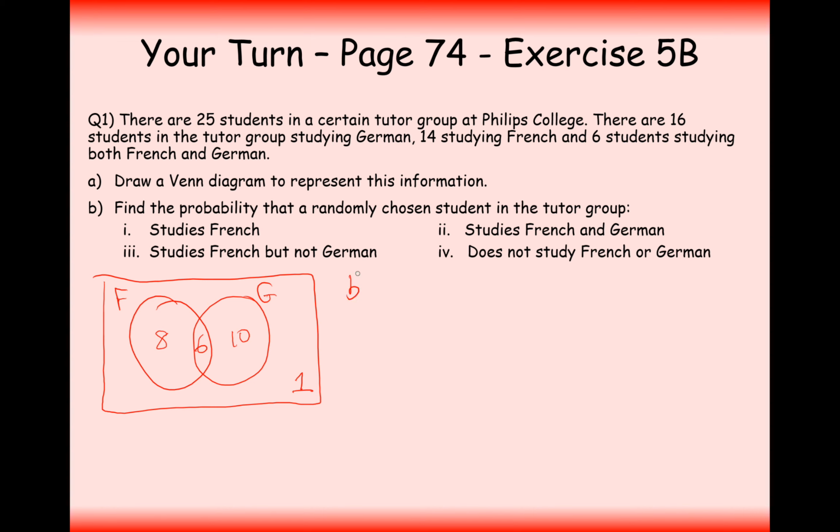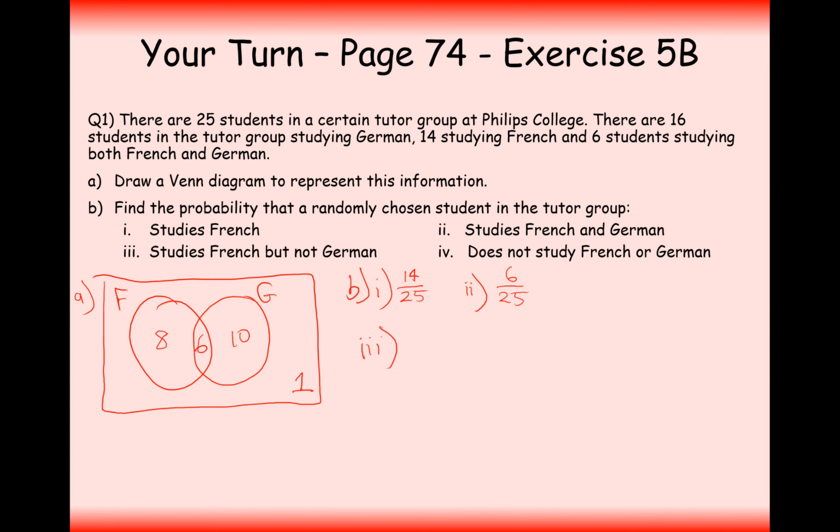Part B, part I here is to find out the probability of people who study French. Well, that's going to be 14 out of 25, just from reading the question here. Part II is studies French and German. Well, we know that's 6 out of 25 from just reading the question.